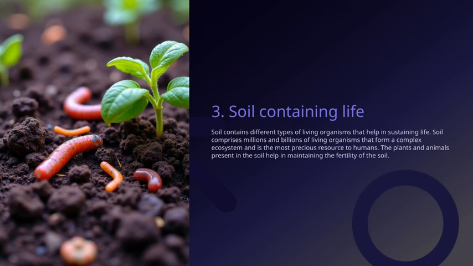Without these organisms, soil wouldn't be able to sustain plant growth or support animals. The plants and animals that live in or depend on the soil help maintain its fertility by breaking down organic matter, recycling nutrients, and improving soil structure.